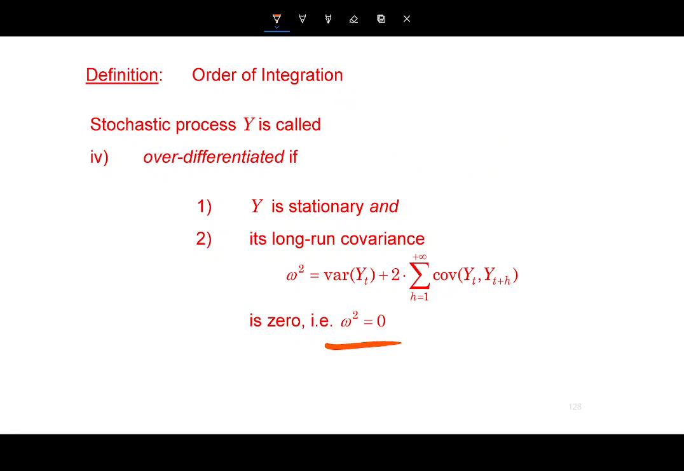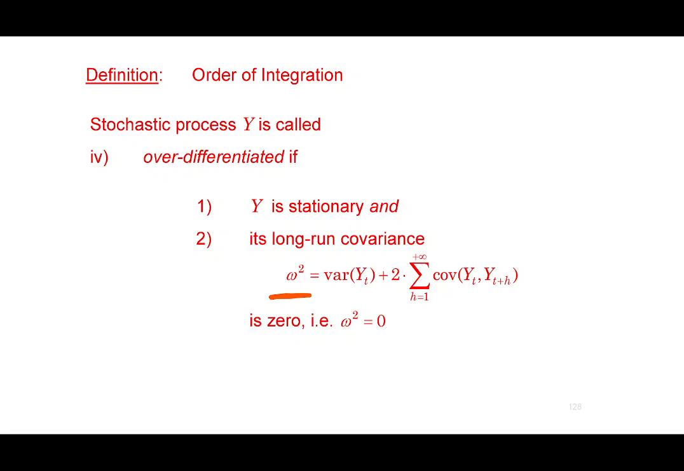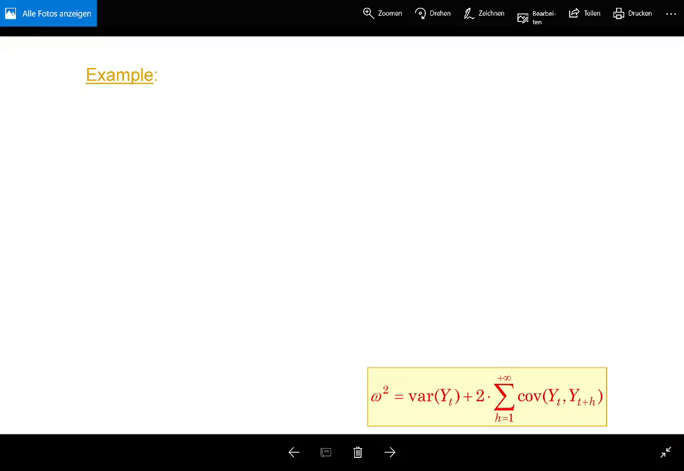So if it's over-differentiated, then we don't care what the order of integration would be, but it would be negative, so it would make sense to assign a negative order to it when it comes to the integration of the process. You understand that? I'm going to demonstrate this, guys, because you might not be clear what the order of integration has to do with the long-run covariance, but I'm going to talk about it. So this is how it would be.